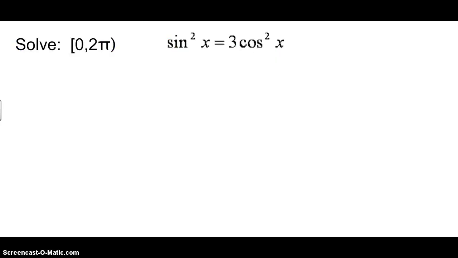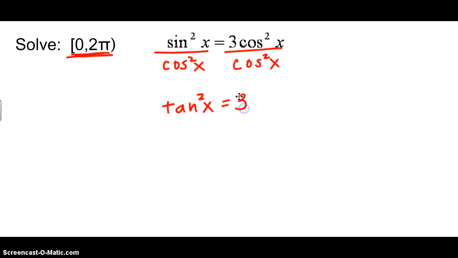Alright, this one, 0 to 2 pi. I'm going to say we could do some substitution and change this into 1 minus cosine squared. Or we could change this into 1 minus sine squared. But I'm going to take a little bit of a shortcut because of what I know about my identities. If I divide this side by cosine squared and this side by cosine squared, I'm going to turn into having tangent squared equal to 3. These will cancel. These are equal to tangent. So now, to solve, tangent of x will be plus or minus the square root of 3.